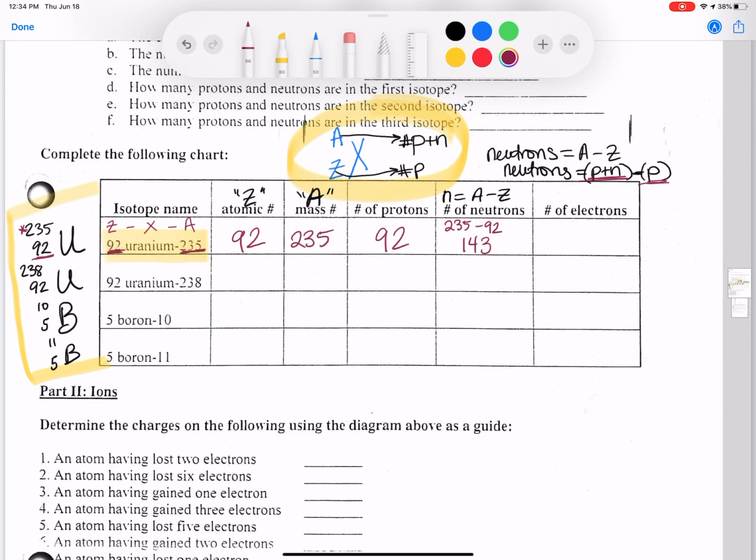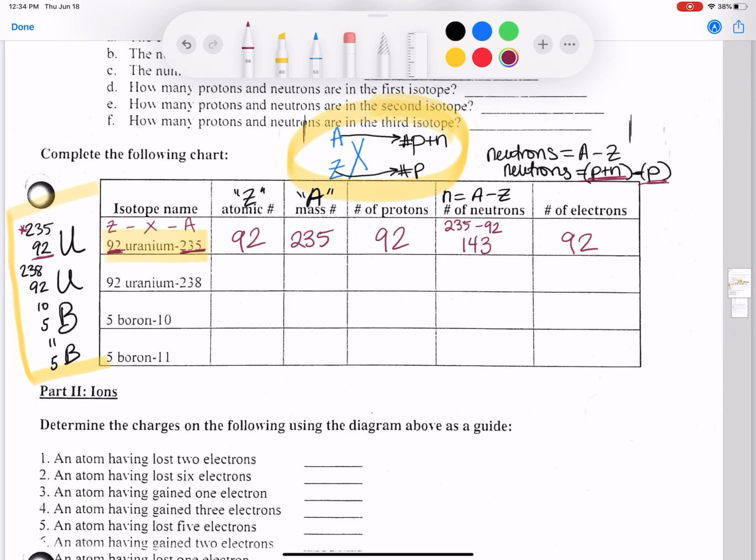How many electrons do I have? Well, this is not an ion. It is still a neutral atom. And so how many protons I have has to be equally balanced to how many electrons I have. So that's going to be 92 as well.